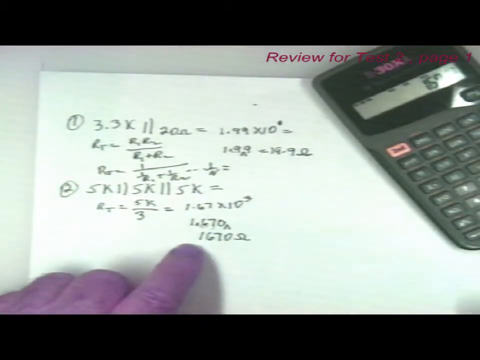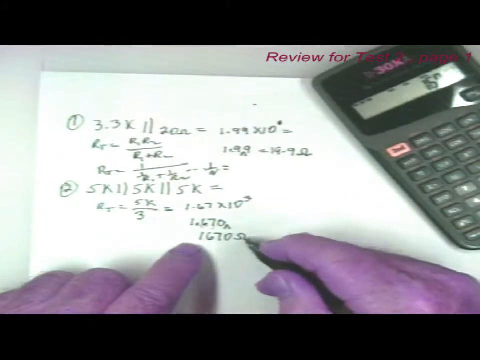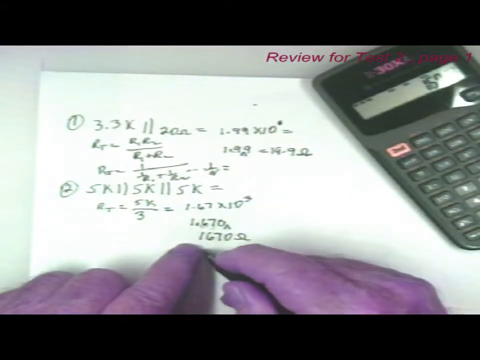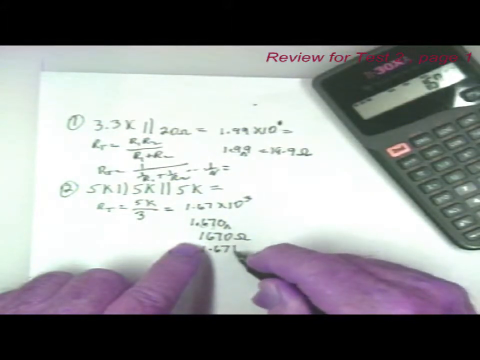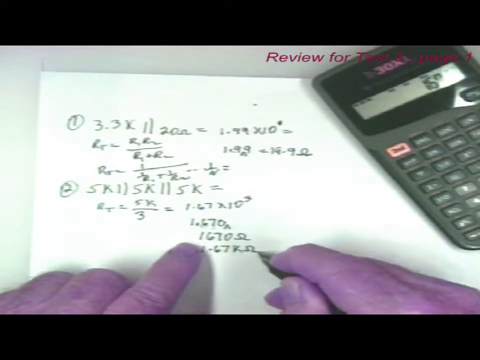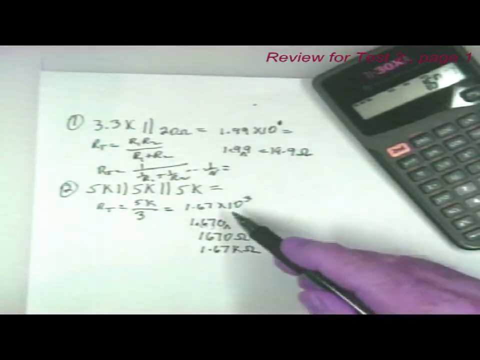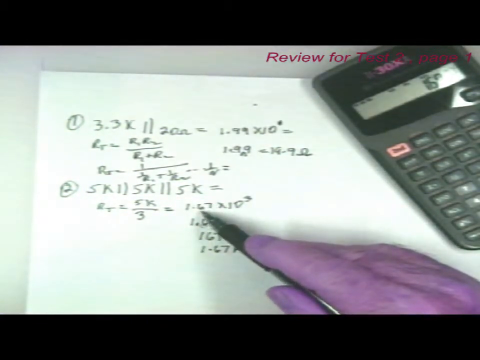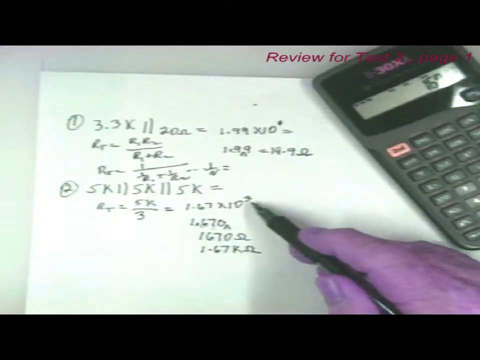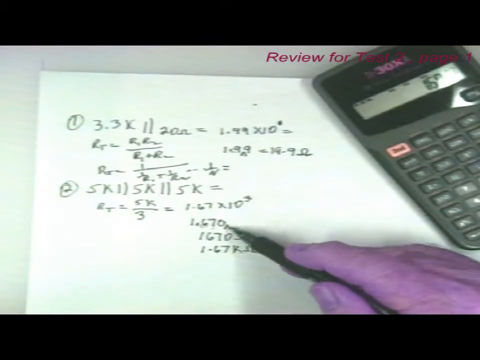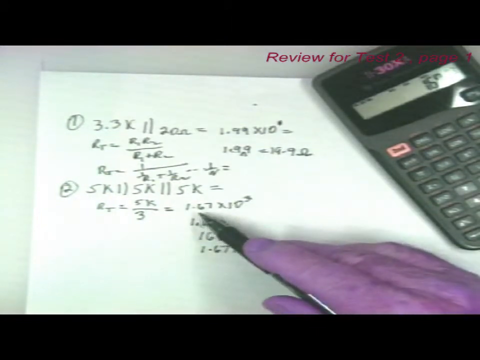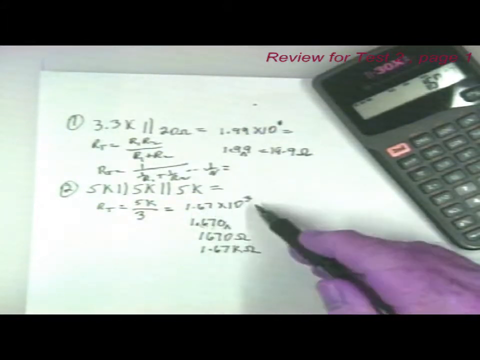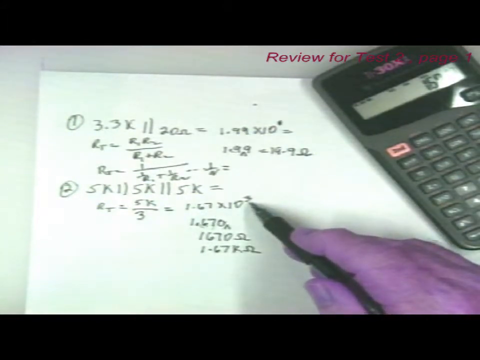But more preferable would be this: 1.67 k ohms. Now, I did that for illustration. By inspection, you should be able to look at this 1.67 and tell that that third means k, the 10 to the third. So you wouldn't have to go through this step here, would you? This would be a correct step, just to write down 1.67 k, because it's 3 there, isn't it?